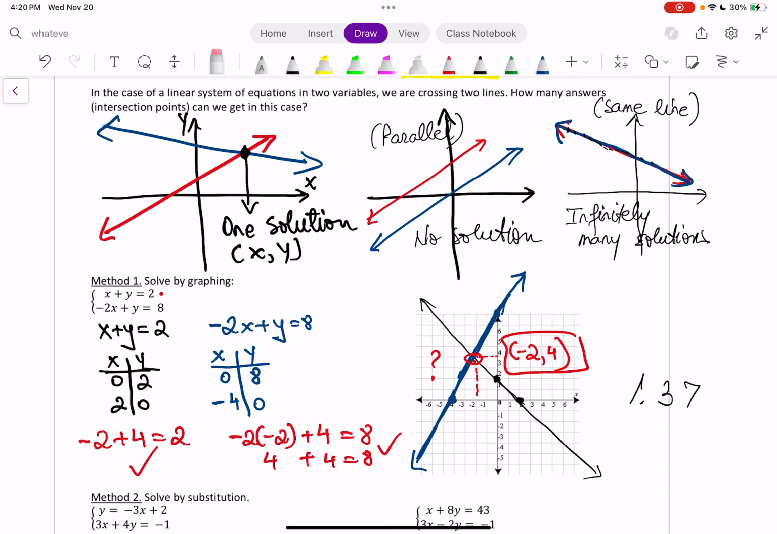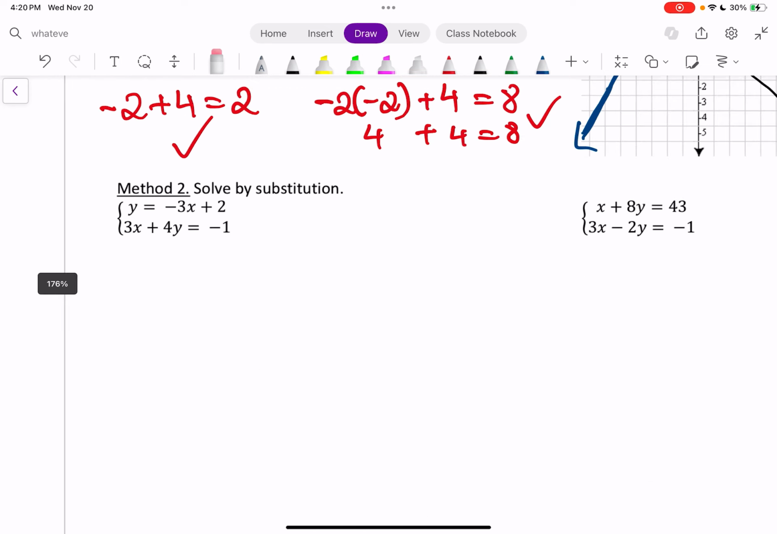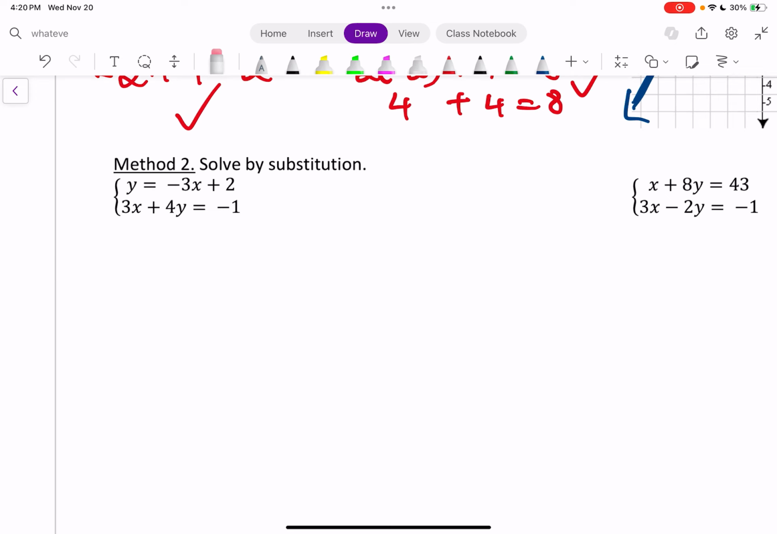So yes, we do look at the graphing method as it's really what's happening. You're intersecting two lines, so we see how the solution comes about. But algebraic methods are way better. In other words, add, subtract, multiply, divide. So let's solve by substitution.